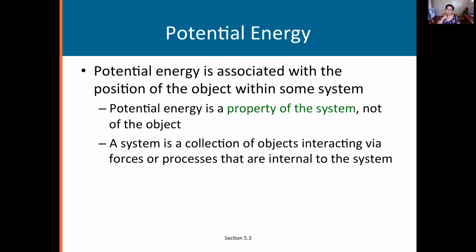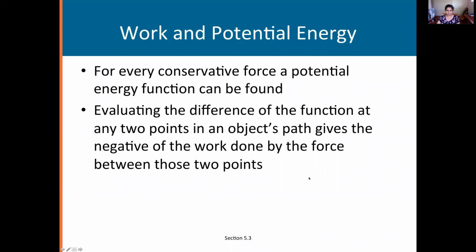A system usually contains maybe more than one object. So it's the position of an object with respect to another object, or with respect to several other objects. So a system is a collection of objects interacting via forces or processes that are internal to the system. That has to do with potential energy.